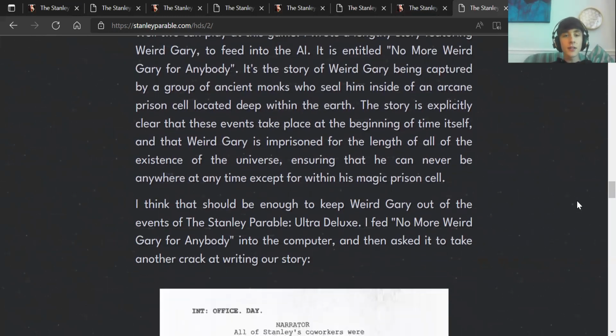The story is explicitly clear that these events take place at the beginning of time itself, and that Weird Gary is imprisoned for the length of all of the existence of the universe, ensuring that he can never be anywhere at any time except for within his magic prison cell. Wow, this would make a really good game. I think that should be enough to keep Weird Gary out of the events of the Stanley Parable Ultra Deluxe.